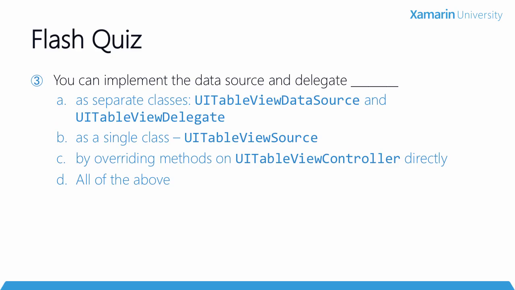Question number 3. You can implement the data source and the delegate, A, as separate classes, UITableViewDataSource and UITableViewDelegate, B, as a single class, UITableViewSource, or C, by overriding methods on the UITableViewController directly. Finally, D, all of the above. And the answer is D. You can implement the data source and delegate through any one of these methods.